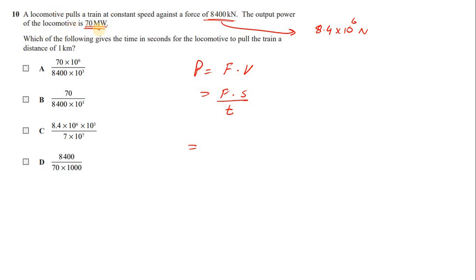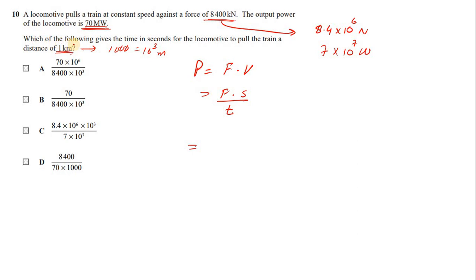And 70 megawatt or million watt you can write as 7 into 10 to the power 6, that is 1,000,000, so 7 into 10 to the power 7 watt. And the distance is 1 kilometer, which you can write as 1000 meter, or 10 to the power 3 meter.